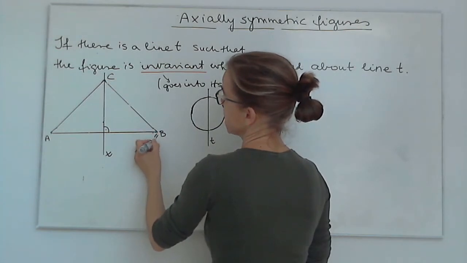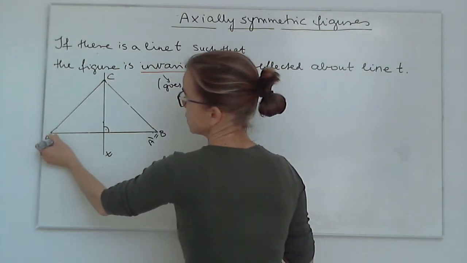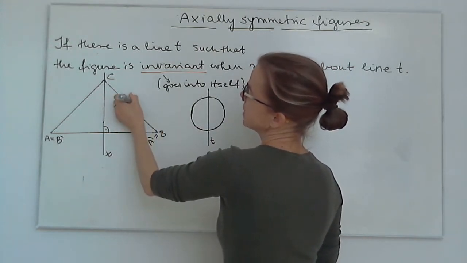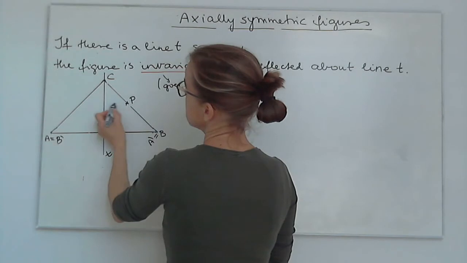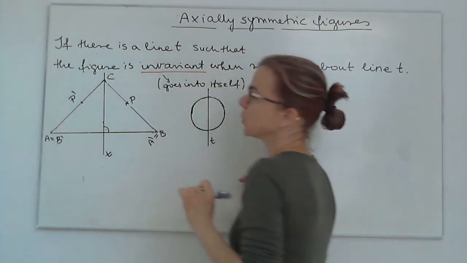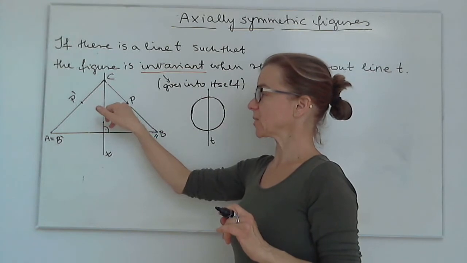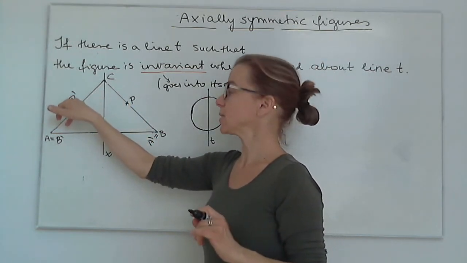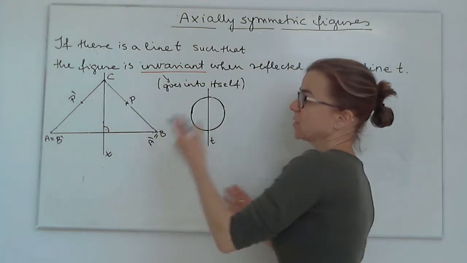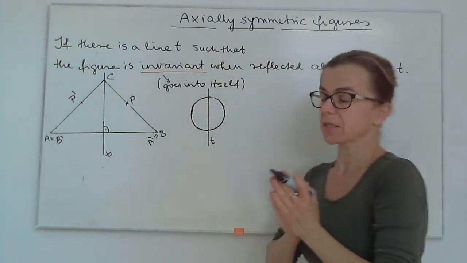So this is going to be actually the image of A, A dash, and the image of B is going to be the original A vertex. But any other point I would choose on the triangle, let's say I choose this point P, then the image will go on the other side of T, but it will still be on the triangle, since in an isosceles triangle the distance of point P from the axis is the same as the distance of P dash from the axis. So the figure is invariant when you reflect it, as if folding it along the axis, it doesn't change.